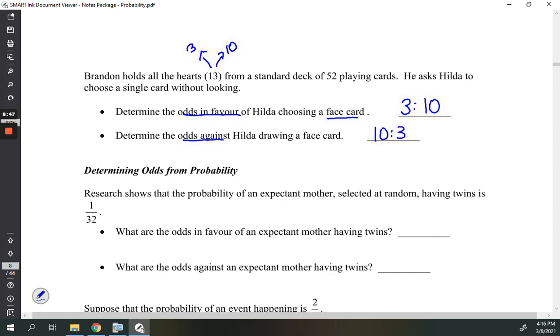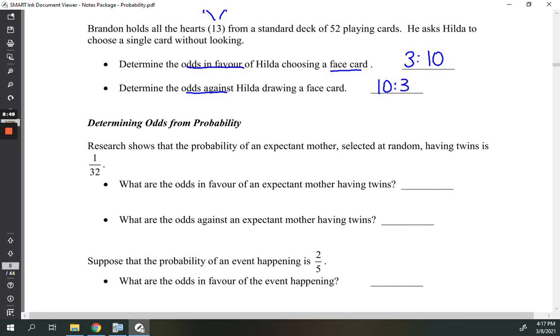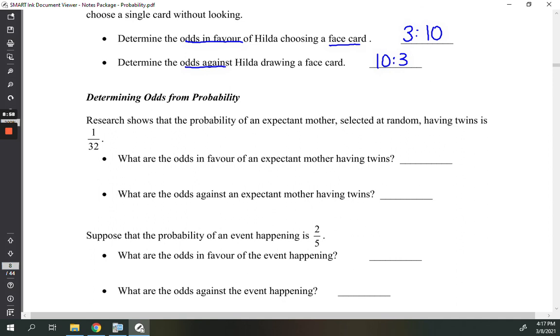Let's do one more. So determining odds from probability. We want to be able to switch between the two. It's a little bit tricky and you can get jumbled a little bit. So it says research shows that the probability of an expectant mother selected at random having twins is 1 out of 32. So what that tells me is out of a total of 32 expectant mothers, 1 is going to have twins. That means the other 31 will not have twins.